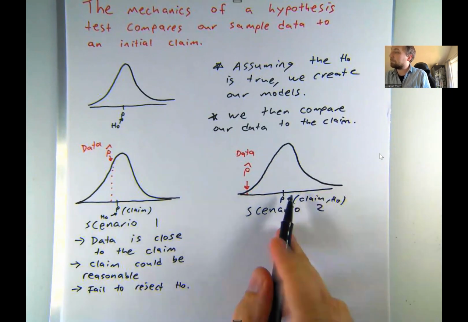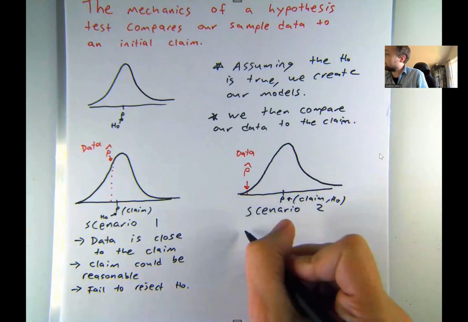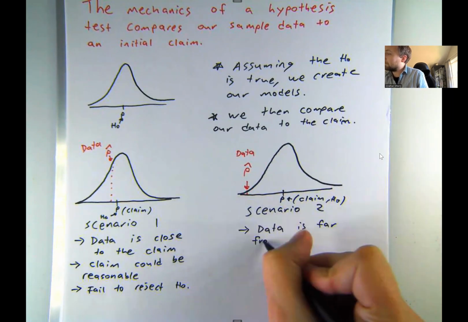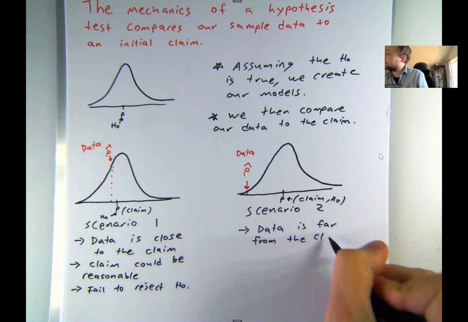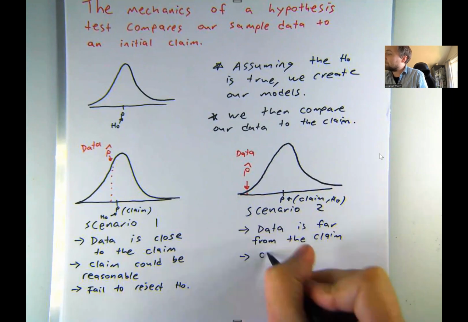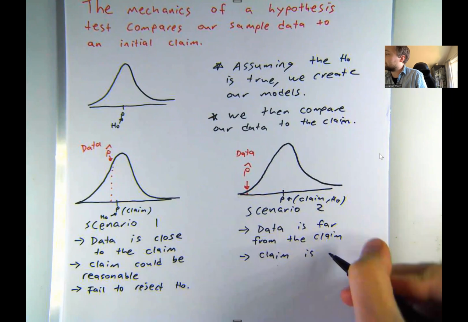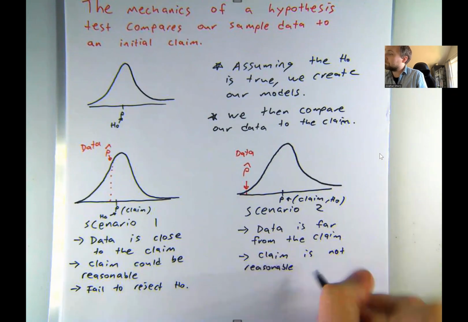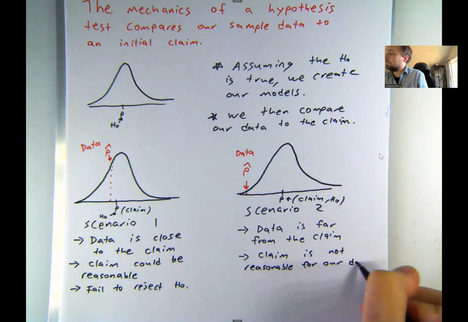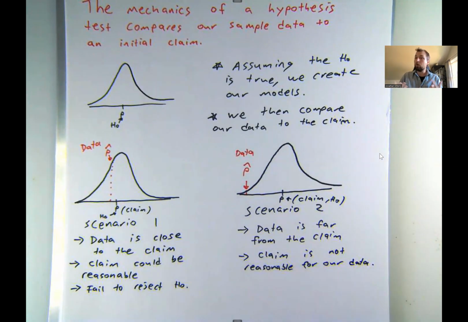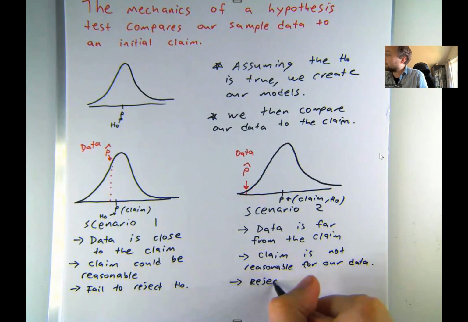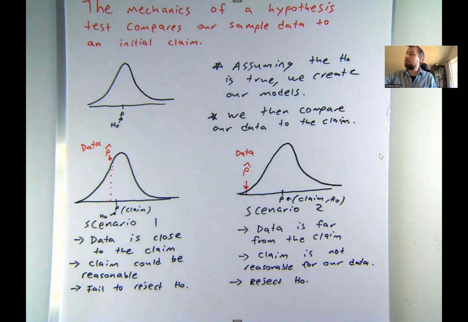In scenario 2, our data is pretty far away from that center. And if the data is really far from the claim that's in the center, then it might be the case that the claim, the null hypothesis claim, is not reasonable based off of our data. Because in general, I trust what I'm experiencing more than what I'm being told. And if this is the case, I would reject their claim of the null hypothesis because I would be experiencing something different. I would have evidence of something contrary to that.